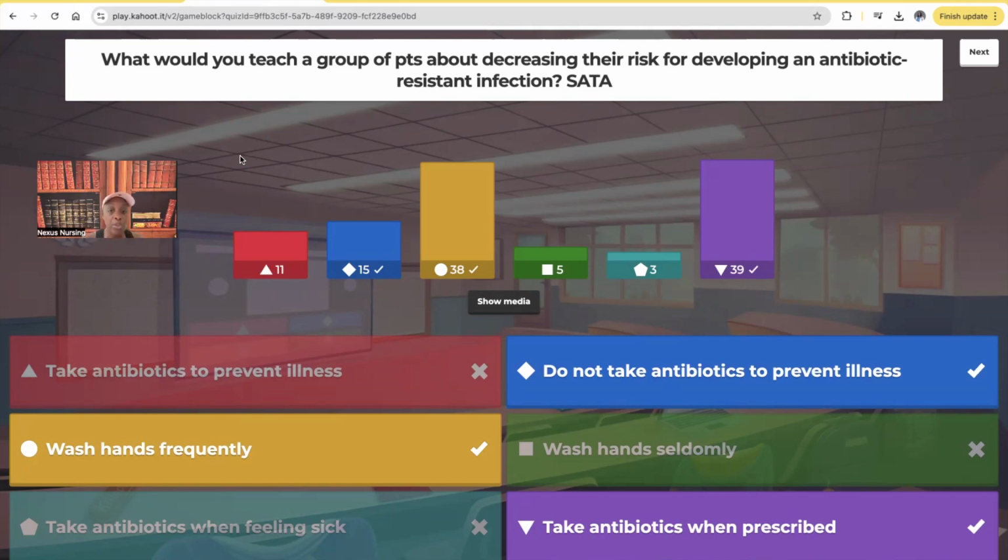Next, do not take antibiotics to prevent illness. True. We don't want them doing that. That's good. Wash hands frequently. True. Very good. Wash hands seldom? How did 5 of you guys choose that? It's always a good thing to wash hands. So we're not going to choose that. Take antibiotics when feeling sick? No. But yes, to take antibiotics when ordered, when prescribed, and also take them as ordered.